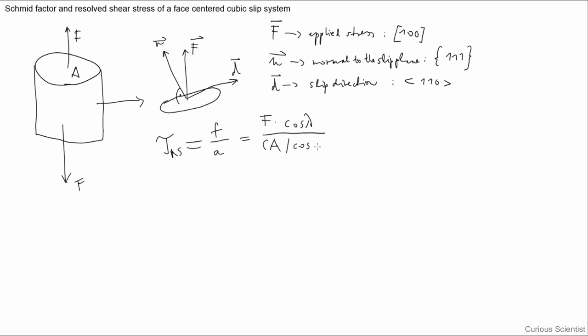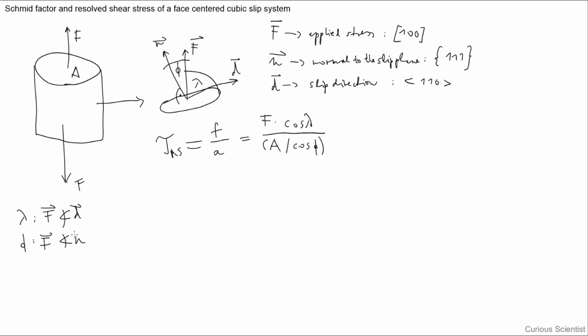So cosine lambda is basically the angle between the force and the direction. Let's call this lambda, and let me write it somewhere. So we have lambda, which is the angle between the force and the slip direction, and then we have phi, which is the angle between the force and the normal to the slip plane.